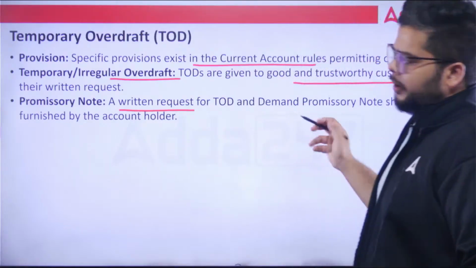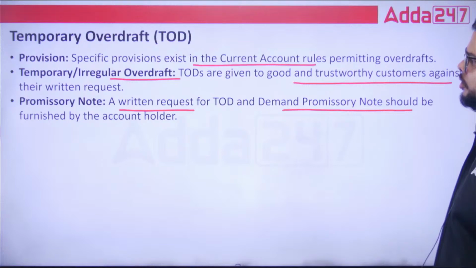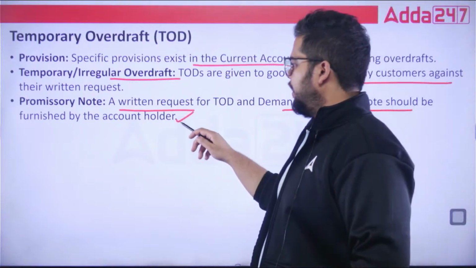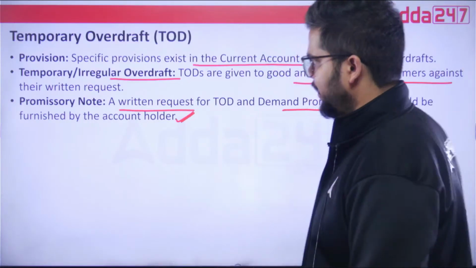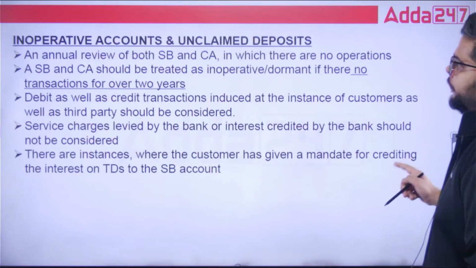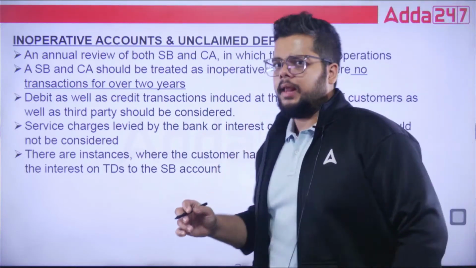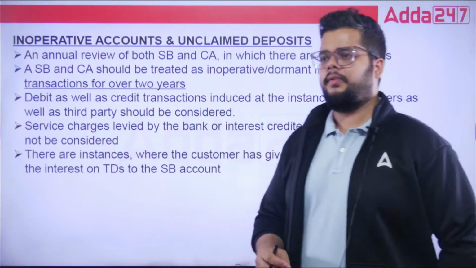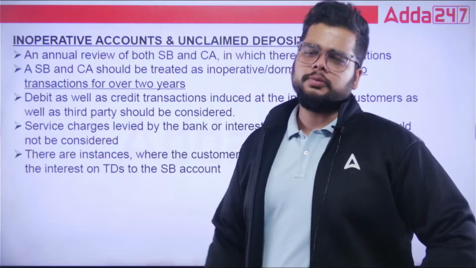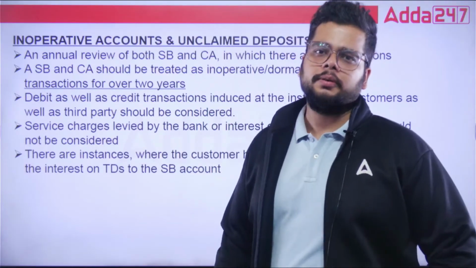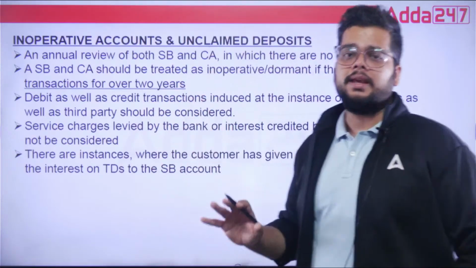P notes, promissory notes: a written request for TOD and a demand promissory note should be furnished by the account holder. So these are the requirements if you want the temporary overdraft in your current account. Now let's see, after the current account you will have the savings account, you will have the basic SBAs, plus some term accounts, term deposits will also be discussed in the book. But now we will be focusing on the inoperative accounts.